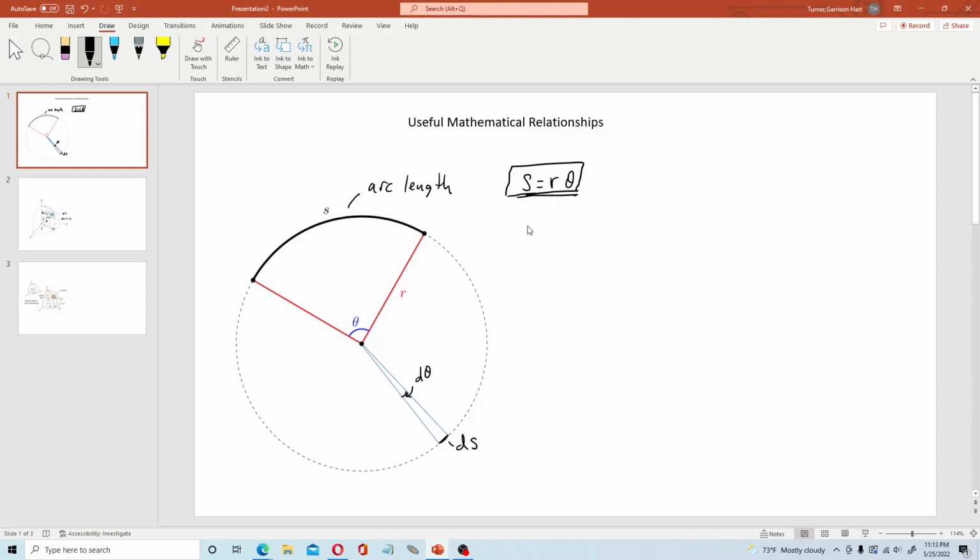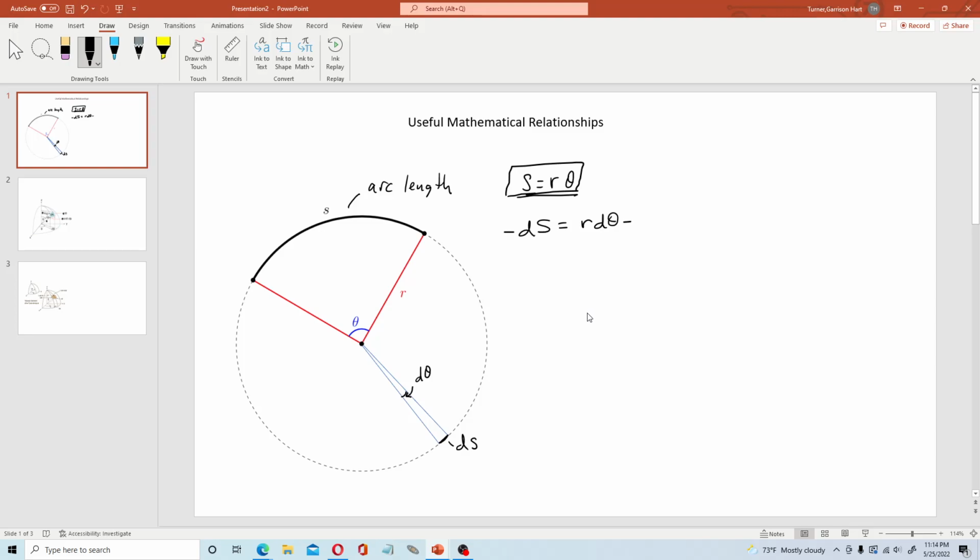If I take the differential of S, I get ds, and then I would have to take the differential of the right side, and since R is constant, it doesn't get differentiated, but theta can change. So I would have ds is equal to r d theta. So this is known as the differential arc length.